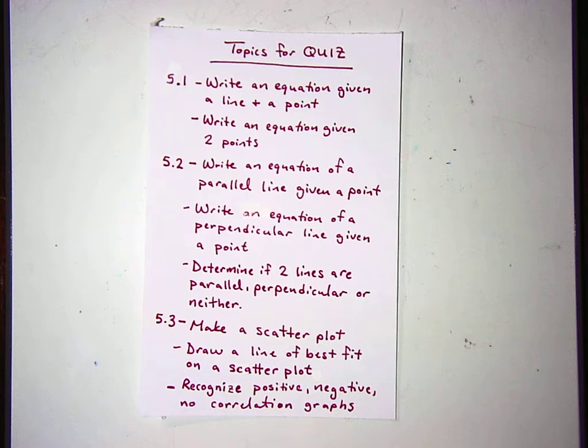5.2, write an equation for a parallel line given a point, and write an equation of a perpendicular line given a point. Both of those have steps as well. Then you had to determine if two lines are parallel, perpendicular, or neither, and that is by checking slopes. Remember, if two lines are parallel, they have the same slope. If they're perpendicular, they have opposite reciprocal slopes, and if it's neither, then neither of those things are true.